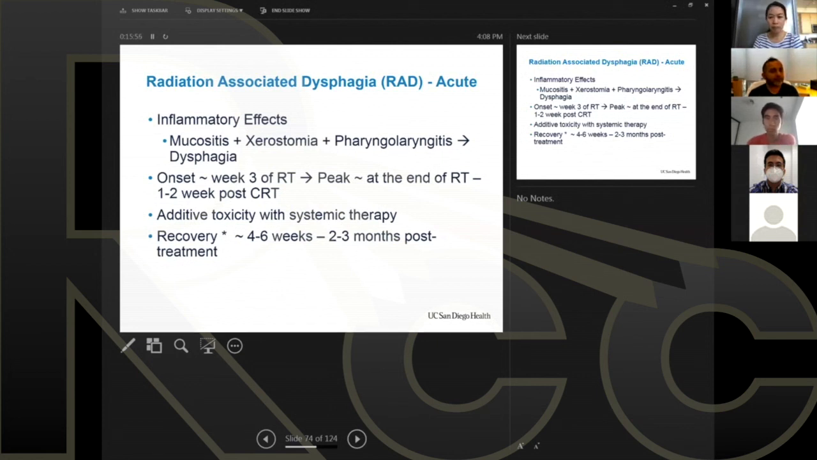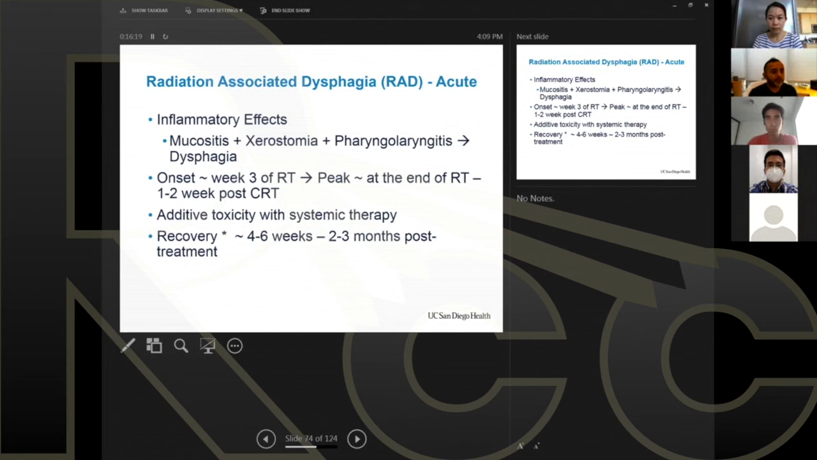So it's basically the acute inflammatory effects that you see in your patients during the course of radiotherapy. And it's a combination of mucositis and xerostomia and pharyngeal laryngitis, which really leads to dysphagia in our patients. And as we all know, none of this is novel to you. You know that this typically starts around the third week of radiation. It typically peaks at the end of radiation.